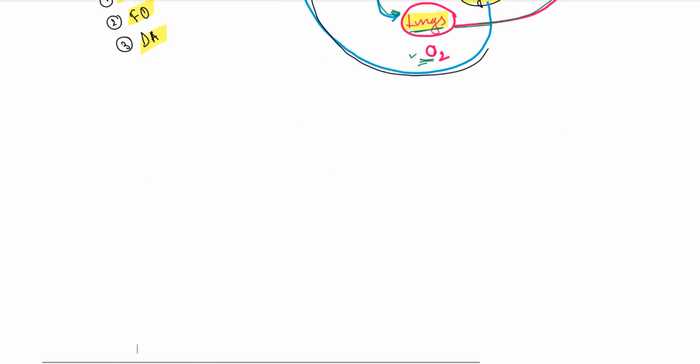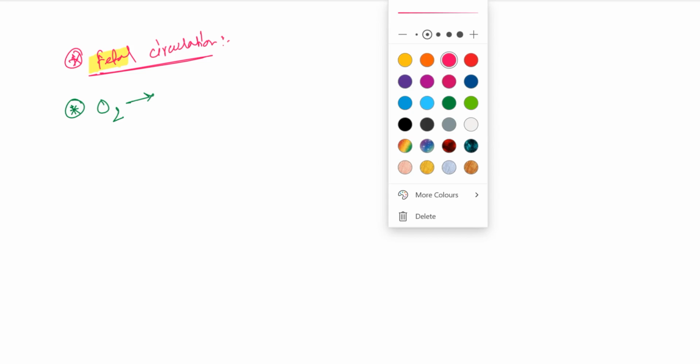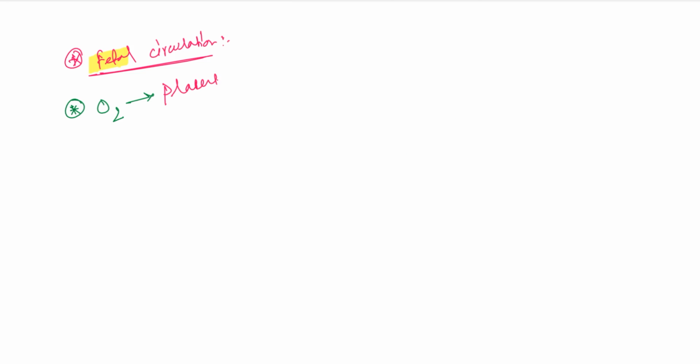Fetal circulation. By now we know that the source of oxygen in an adult heart is the lungs, but the source of oxygen in fetuses is the placenta. So this is the difference number 1. In fetal circulation, the source of oxygen is the placenta, not the lungs. The lungs are non-functioning. Lungs in fetal circulation are non-functioning. They remain collapsed. So the oxygenation happens in the placenta.